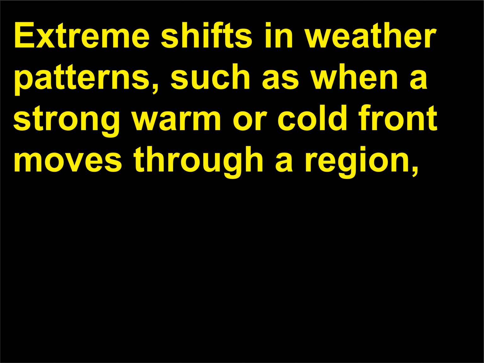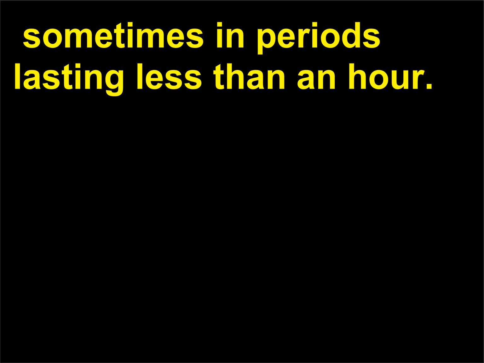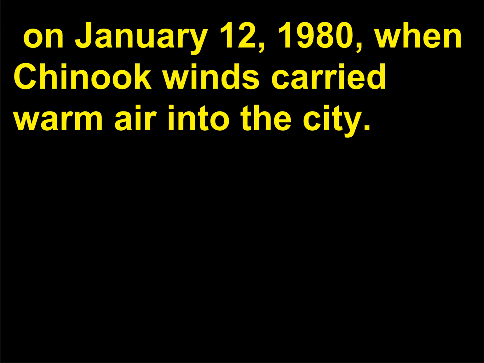Extreme shifts in weather patterns, such as when a strong warm or cold front moves through a region, have been known to cause rapid changes in temperature of 40 to 80 degrees Fahrenheit, sometimes in periods lasting less than an hour. One of the most stunning examples occurred in Great Falls, Montana, on January 12, 1980, when Chinook winds carried warm air into the city.